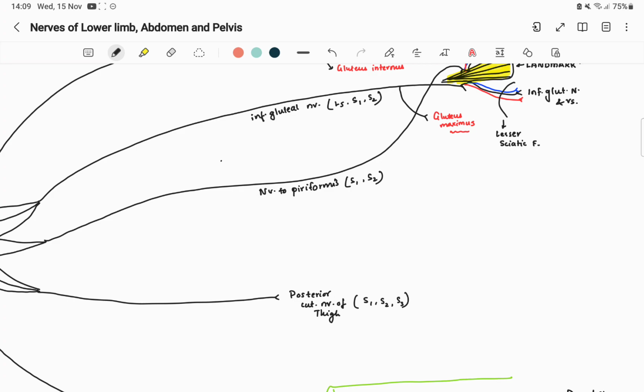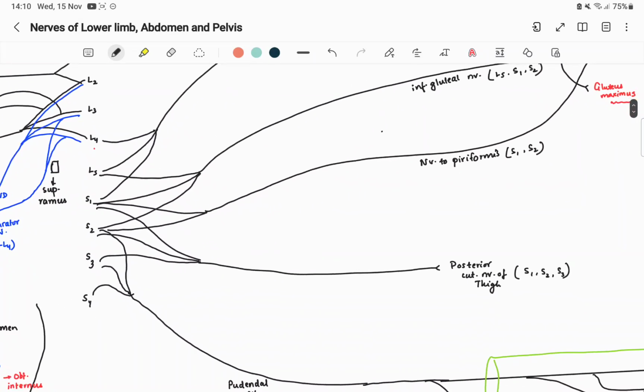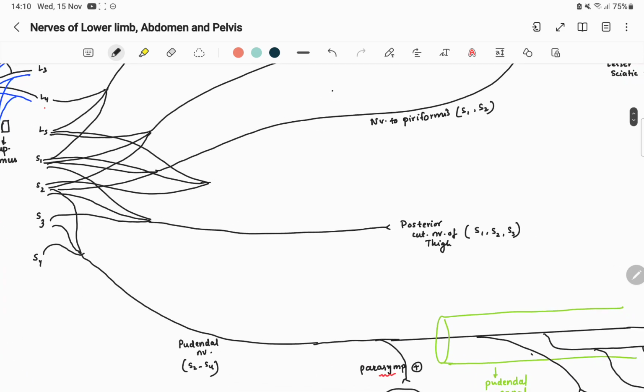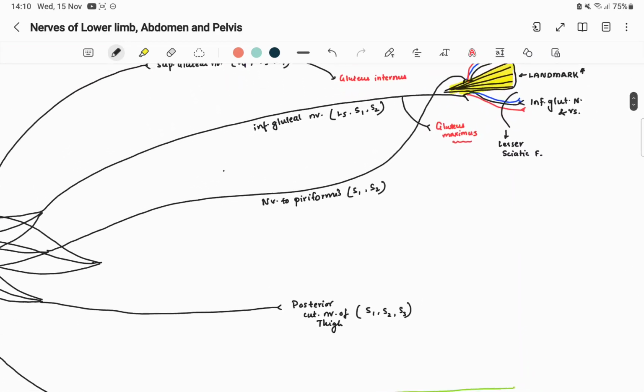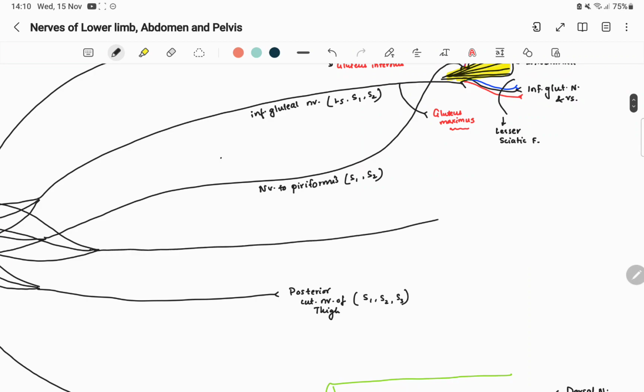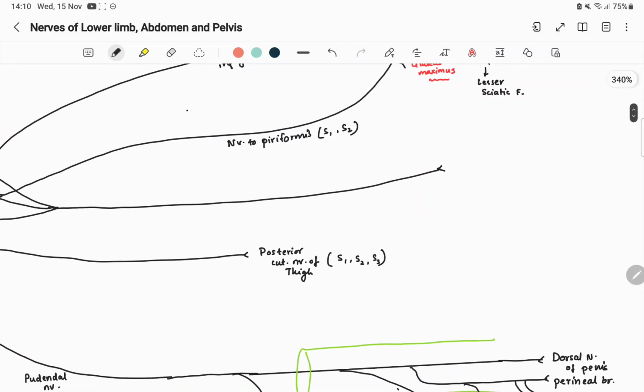Again, we have a nerve starting from L5, S1 and S2, which is called the nerve to obturator internus. It will supply the obturator internus, plus it also supplies the gemellus superior.